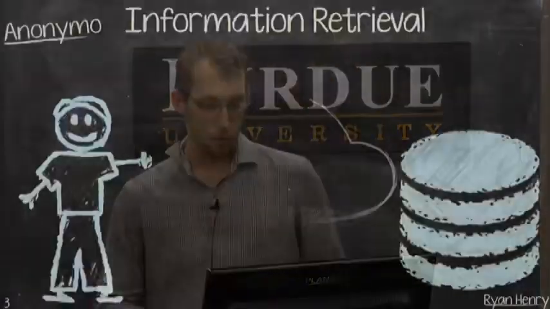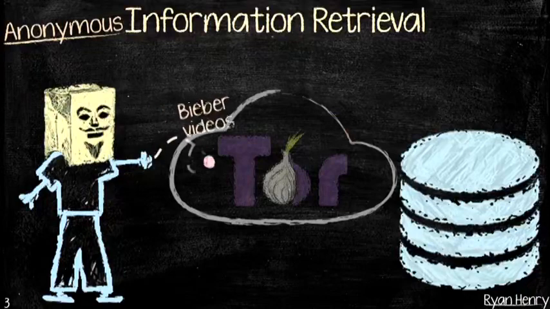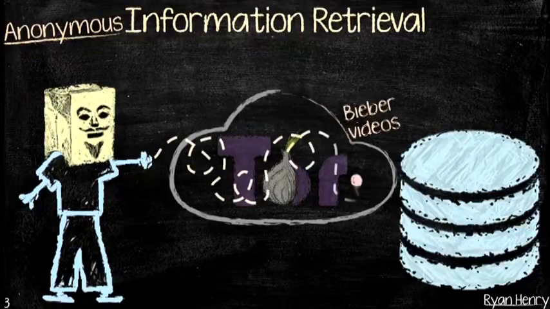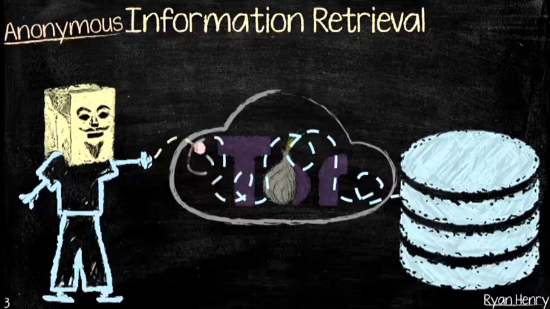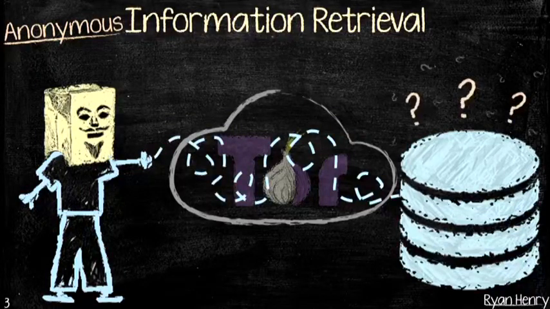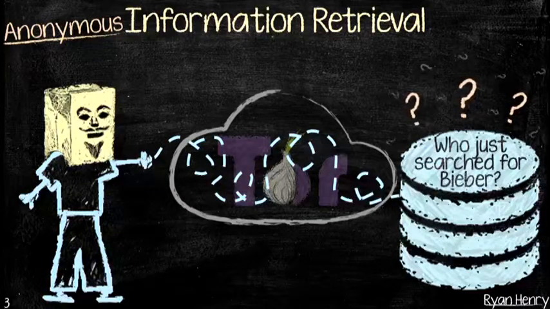Now, those of you who know about Tor might say, this is an easy problem to solve. You just connect over the Tor network, you send your request for Bieber videos through Tor, you get your response back, and now the website, or the server, has no idea who it was looking for these embarrassing Bieber videos. And this, of course, works for this particular example.